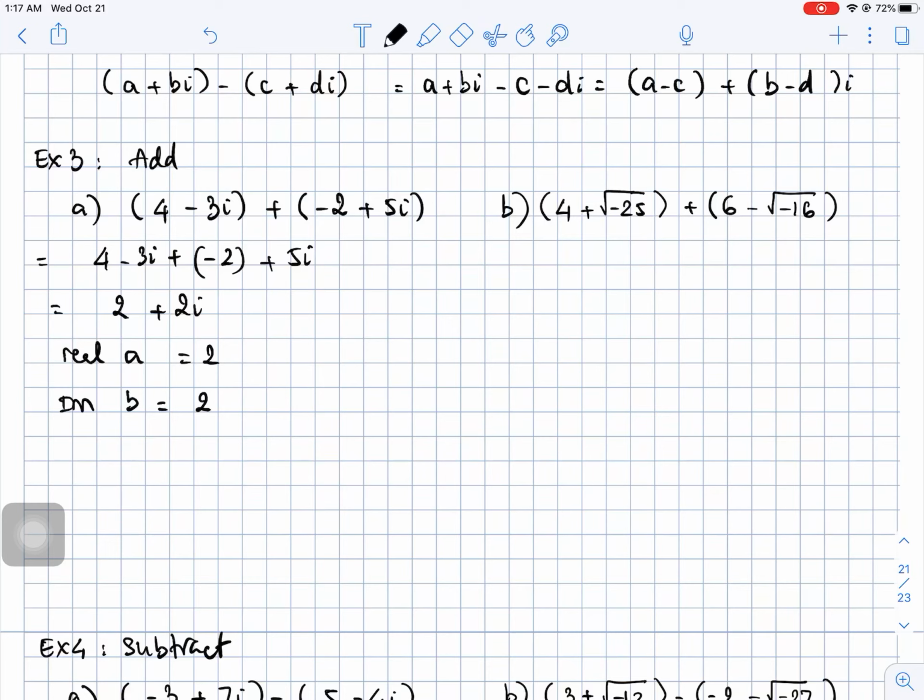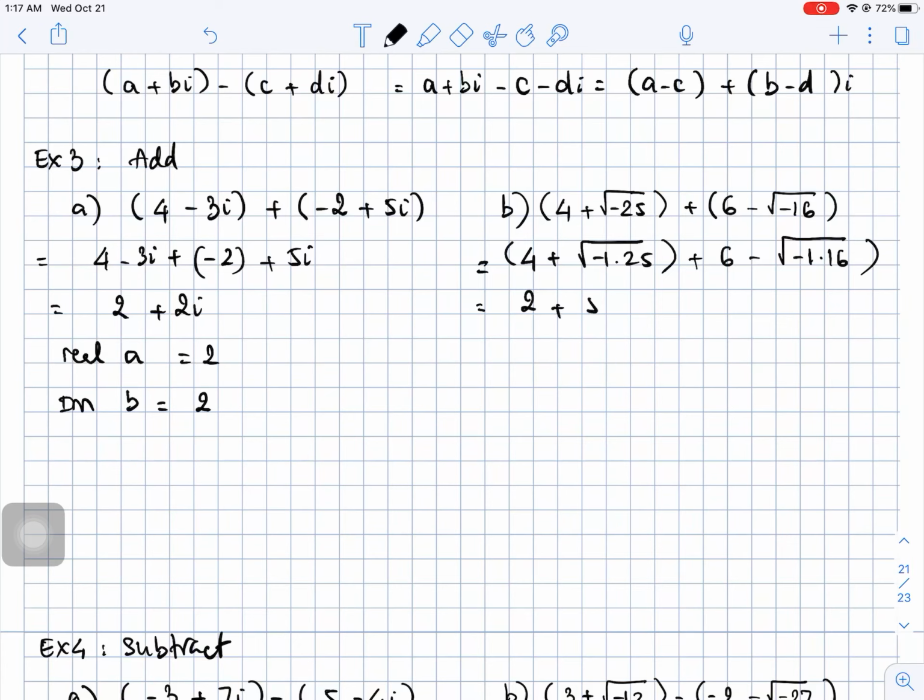In example number 3, we want to add the two complex numbers. We will open parentheses first, and then we just go ahead and combine like terms. Then the real part, which is a, is 2, and the imaginary part, which is b, is 2 also.